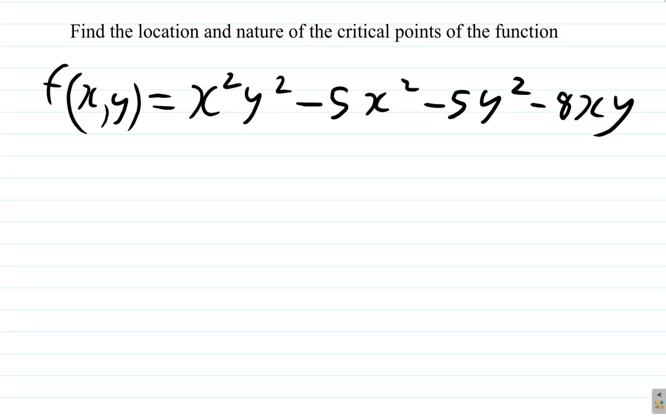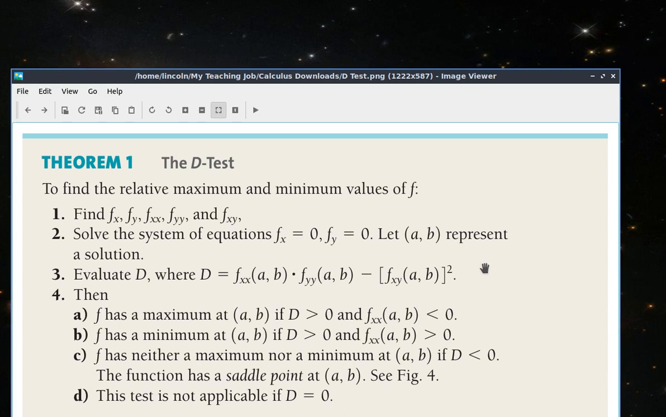Find the location and nature of the critical points of the function. We see here that we have a function in two variables, so we're going to have to do partial differentiation. Now, here we have our formula for the D test. First, we will find the first partial derivatives and second partial derivatives.